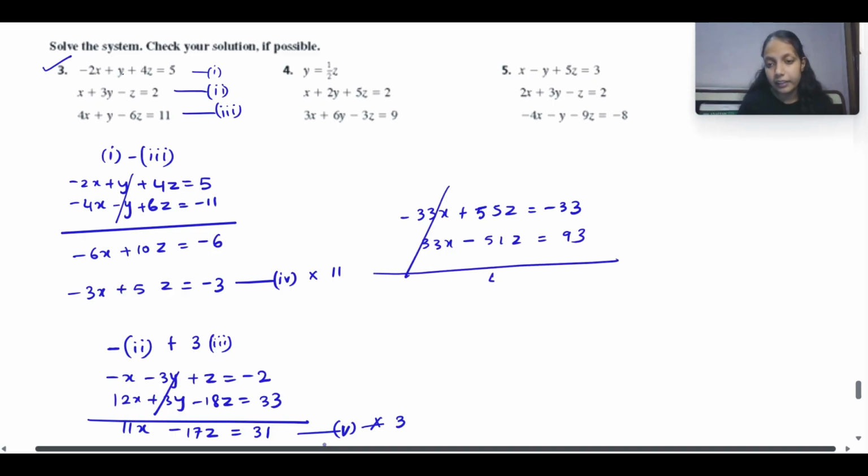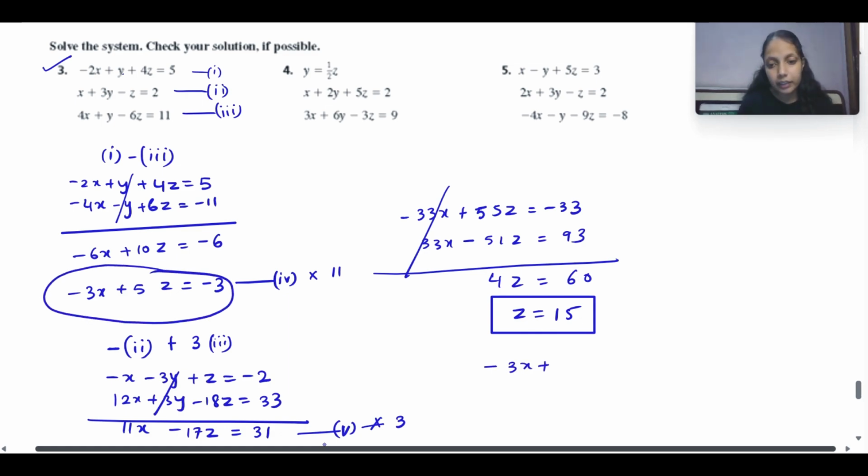This cancels. It's 4z and this is 60. So z is 15. I got the value of z. Now substitute this z value either in equation 4 or in 5. I'm substituting here.